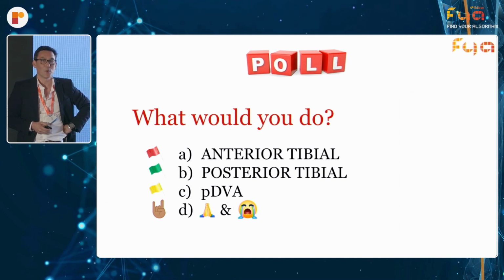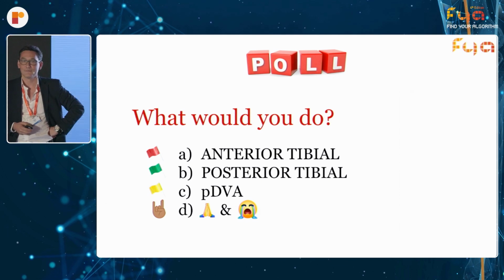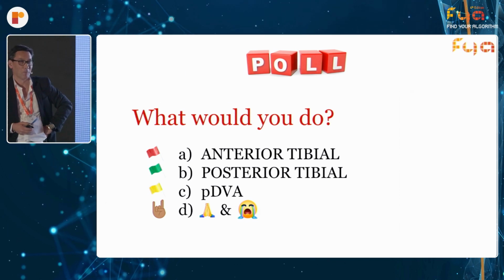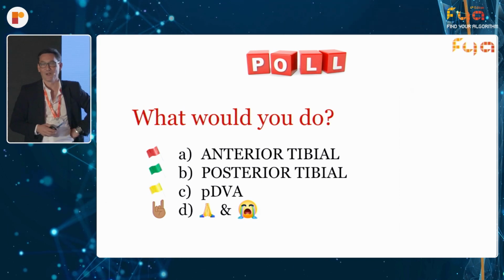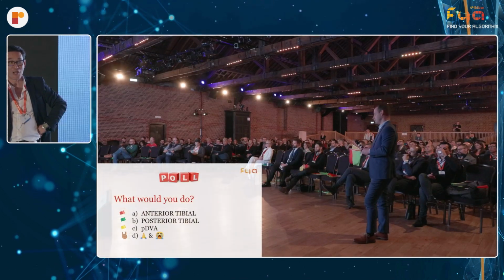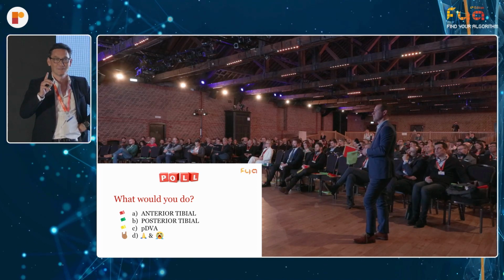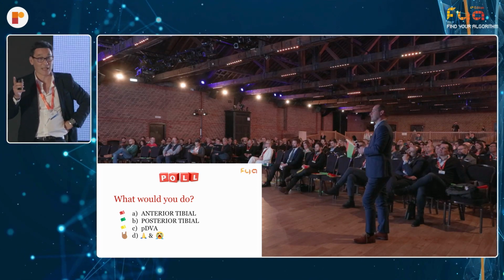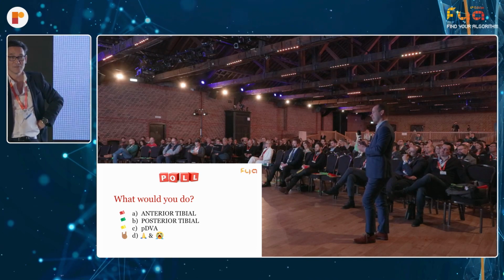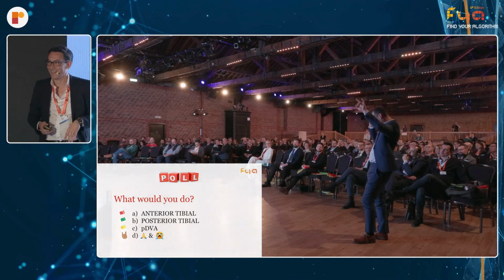So what would you aim for? Anterior tibial, red. Posterior tibial, none. PDBA, none. So the rest, I guess, pray and cry. Okay. Actually, it's legal.